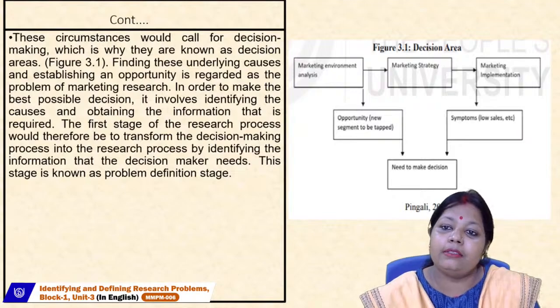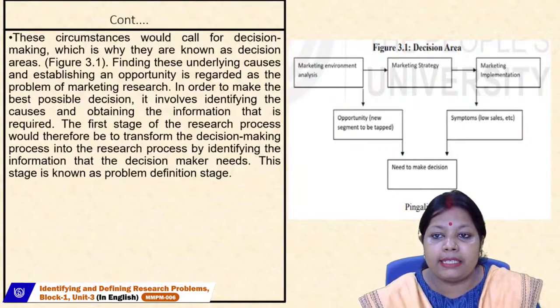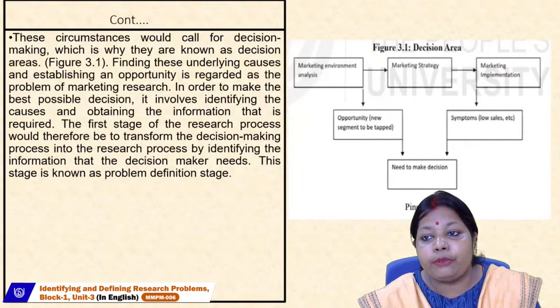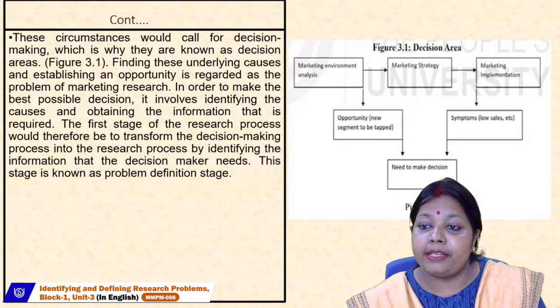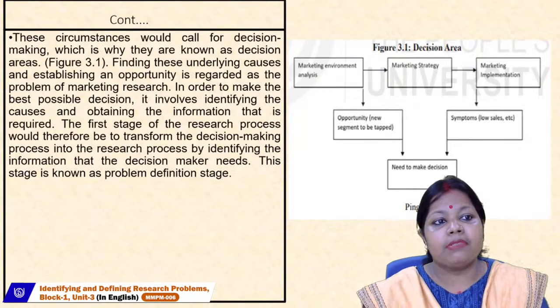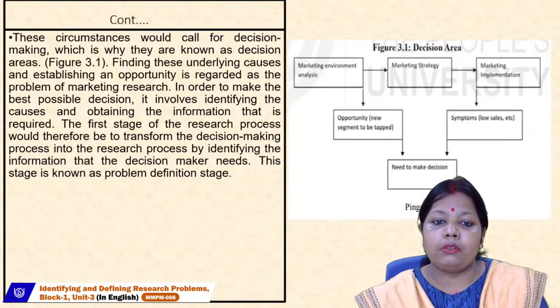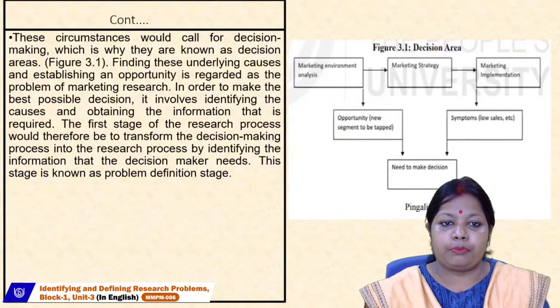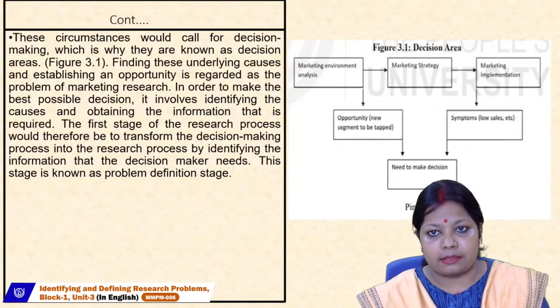We can see here figure 3.1 that shows the decision area. It is the flowchart of the decision area given by Pingali in 2010. The first is the marketing environment analysis, which needs a marketing strategy that will lead to marketing implementation, the strategy to be implemented. Then marketing implementation leads to symptoms. What are the symptoms here? We discussed in the previous slide: low sales or low demand, whatever the problem may be, that is known as symptoms. Then from symptoms, we will need to make a decision.